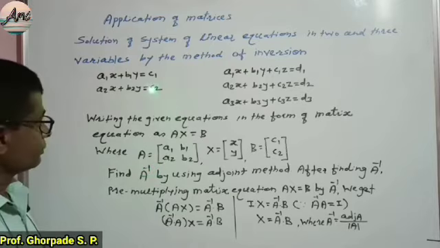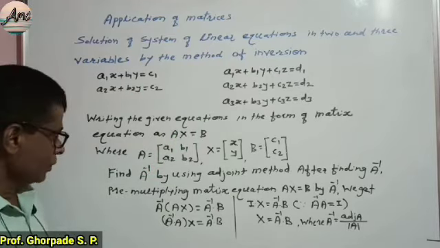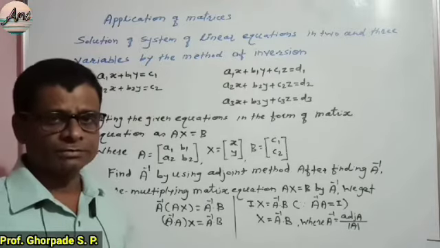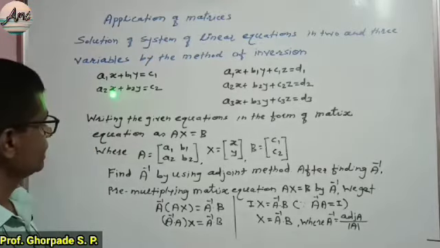After writing the given equations in the form of matrix equation Ax is equal to B, we have to find A inverse by using the adjoint method. Once we get A inverse by the adjoint method, the next step is to find the solution of the system of linear equations. Finding the solution means we are going to find the values of x and y from the given equations.